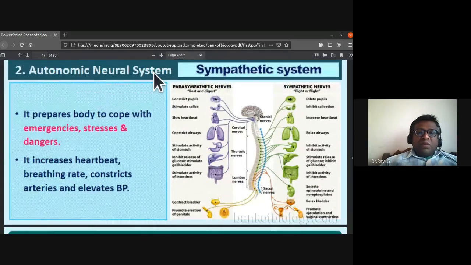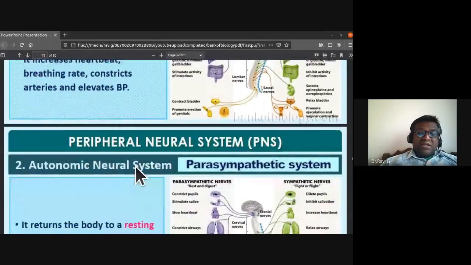So under the autonomic neural system, the sympathetic system prepares the body to cope with emergency stresses and dangers. It increases the heartbeat and breathing rate, constricts the arteries, and elevates the BP. So these are all to cope with emergency stresses and dangers.